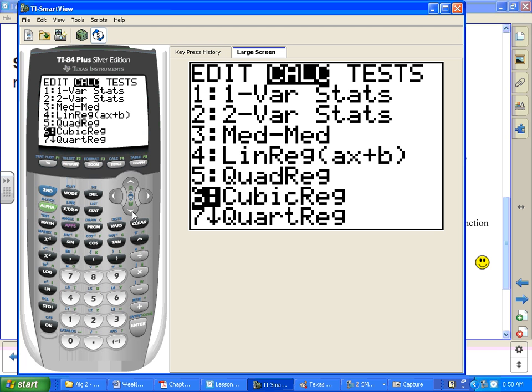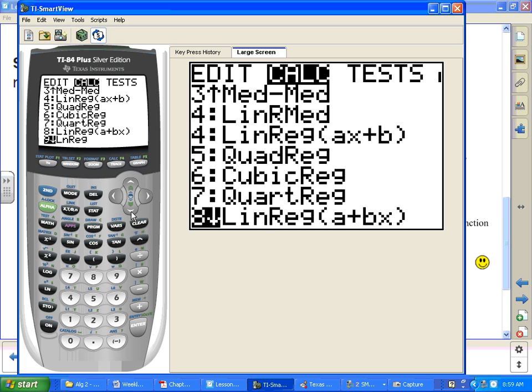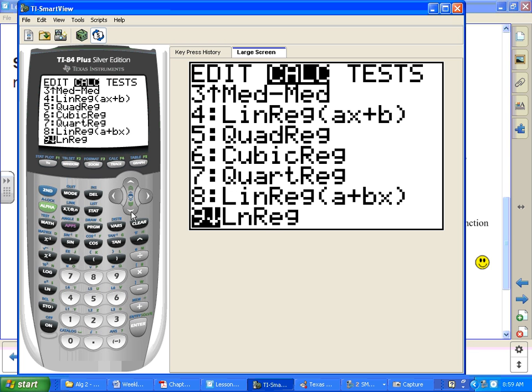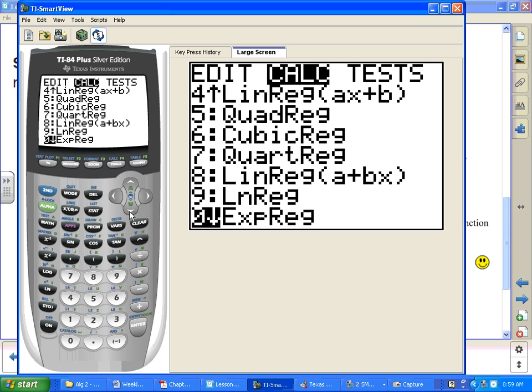Number 6, maybe a cubic function is better. Maybe it would be a quartic function, that's to the 4th power. Then we have linear regression again. Number 9 is natural logarithm regression. And then 0 is exponential regression.